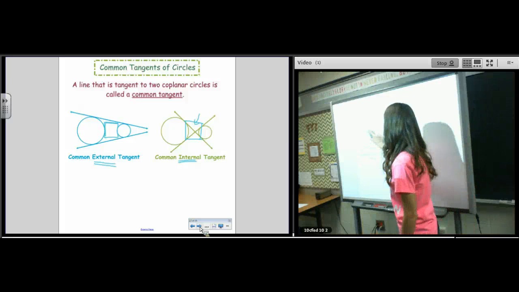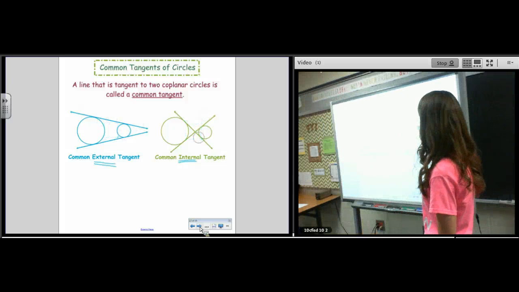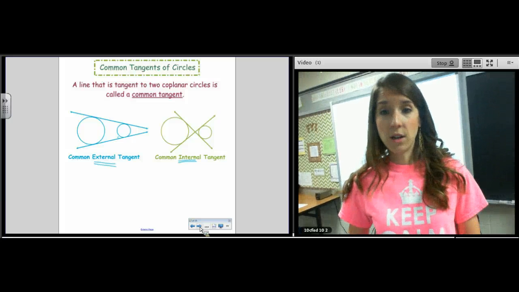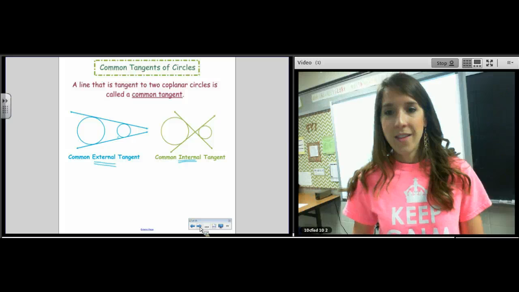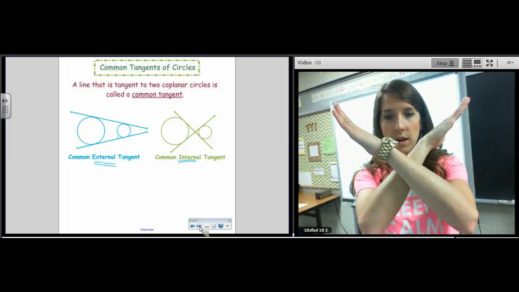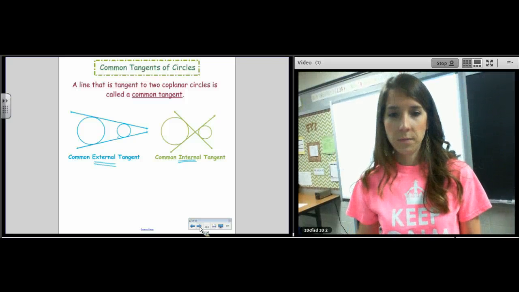Go ahead, don't draw the planes that I drew, but sketch yourself a quick picture of that so that you know the difference between the internal and the external ones. If you draw multiple internal tangents, they're going to form a little X right there.